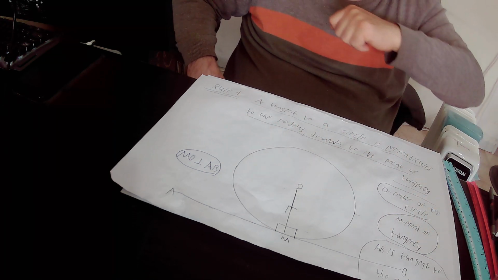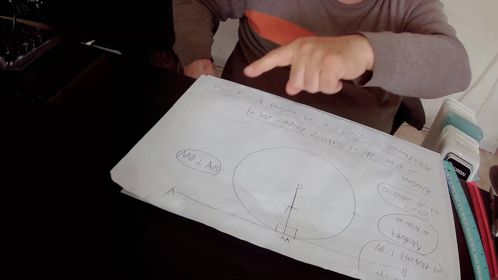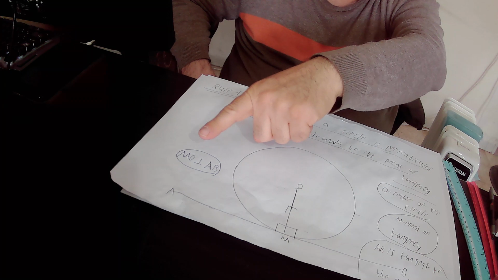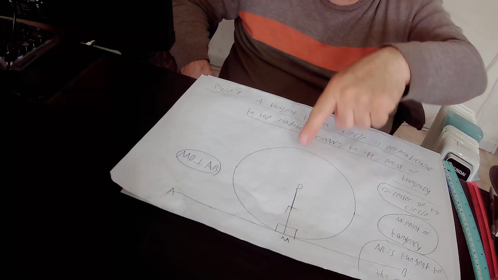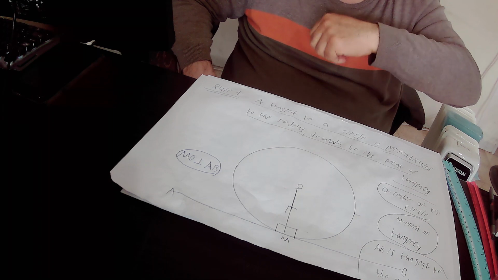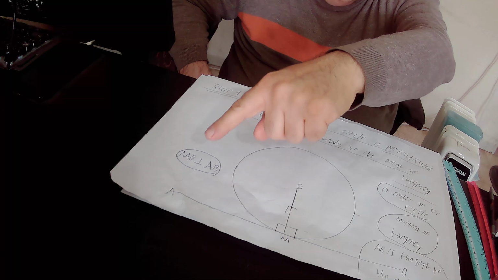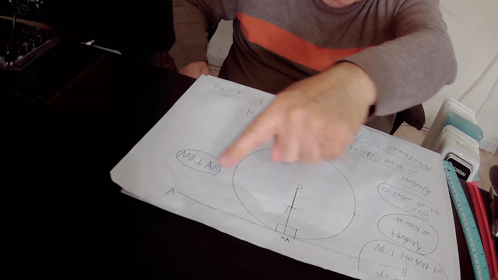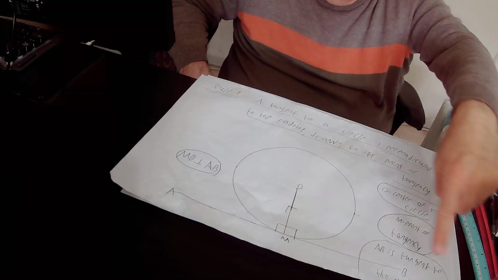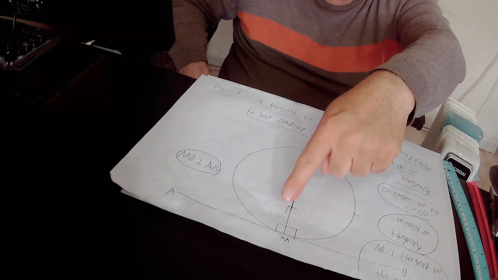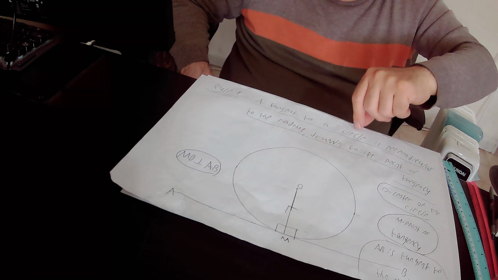And whenever you have a radius that is drawn to the point of tangency, then the tangent AB will be perpendicular to the radius MO. If AB is perpendicular to MO, it means that this angle equals 90 degrees, and this angle also equals 90 degrees according to this rule 1.